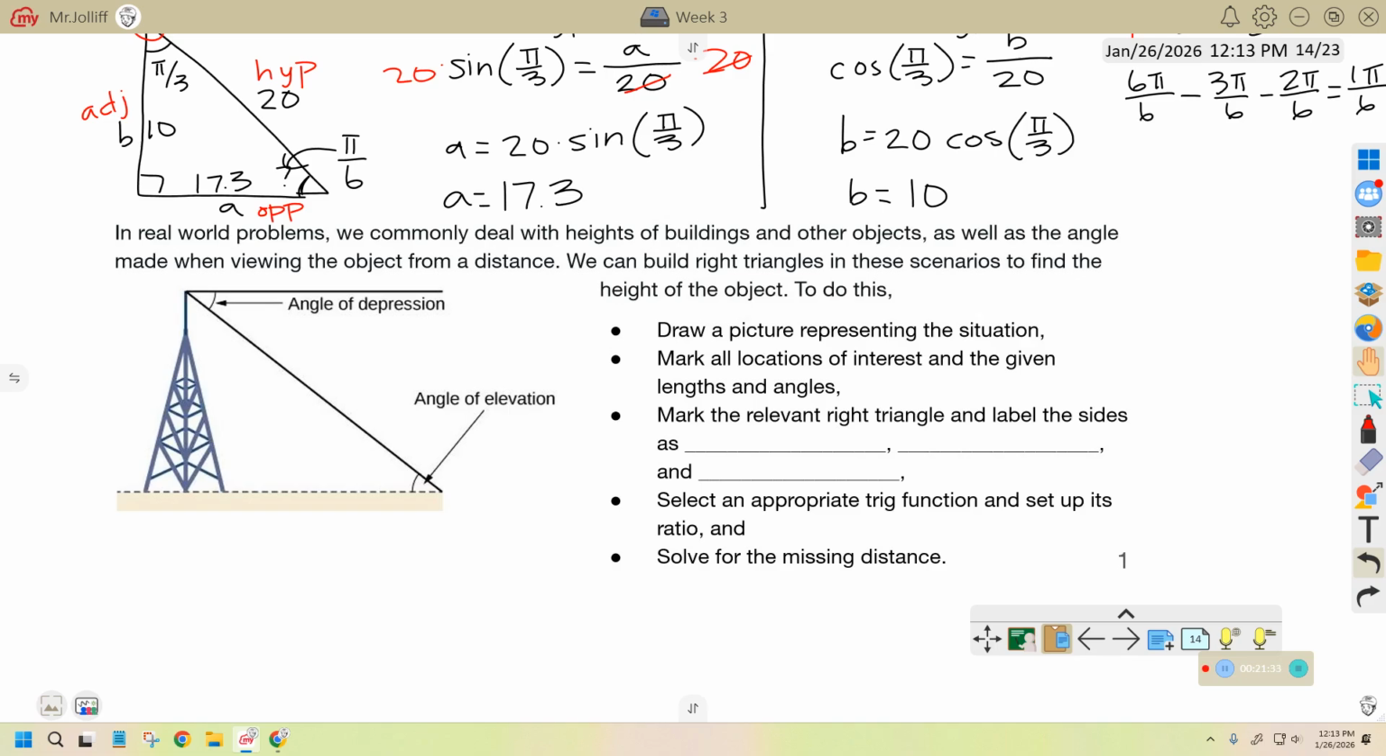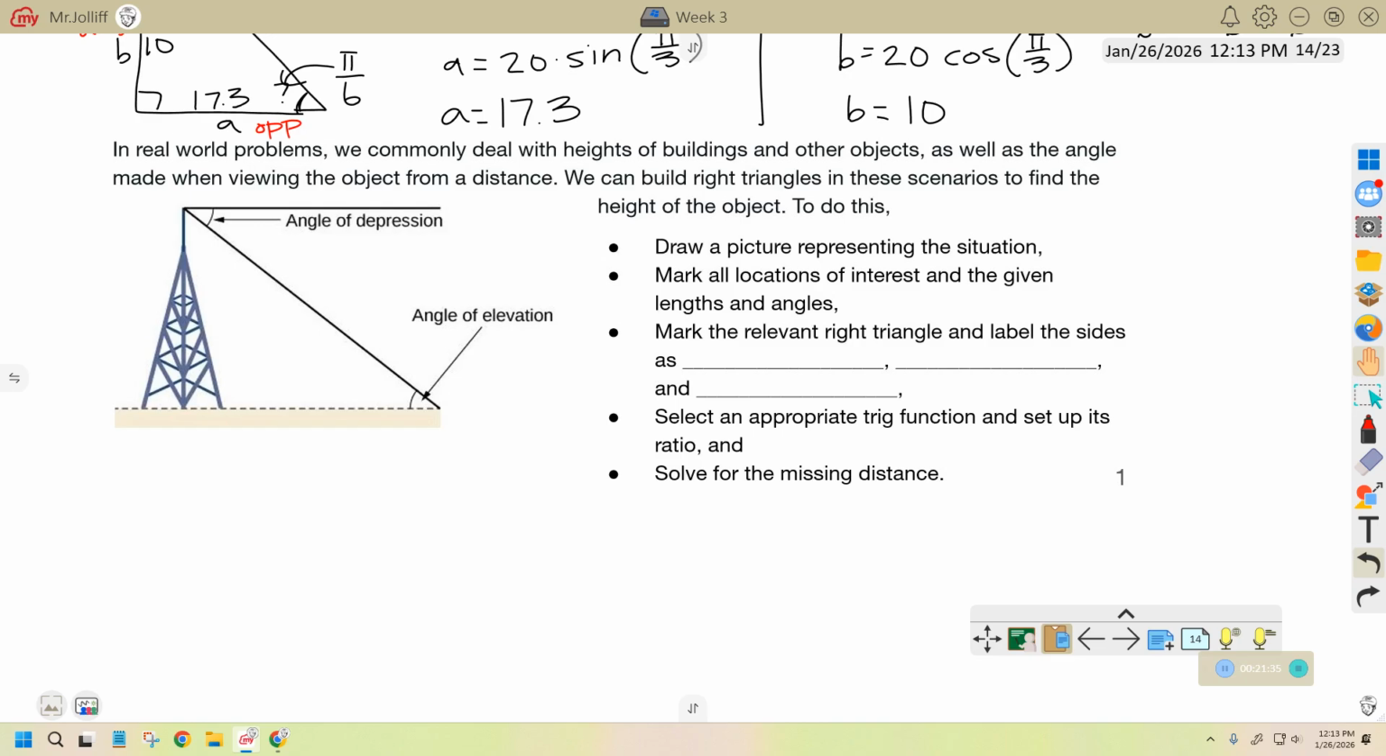The idea is very similar. You should start by drawing a picture that represents the situation. That picture should include a right triangle somewhere. For example, in this picture with angle of elevation and depression, I can see a right triangle here.